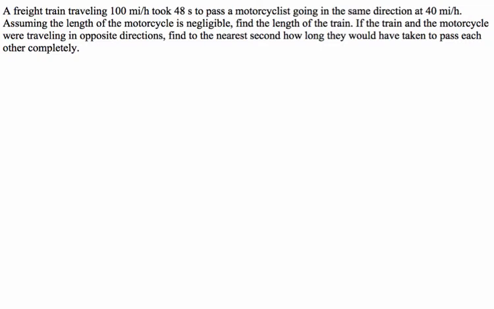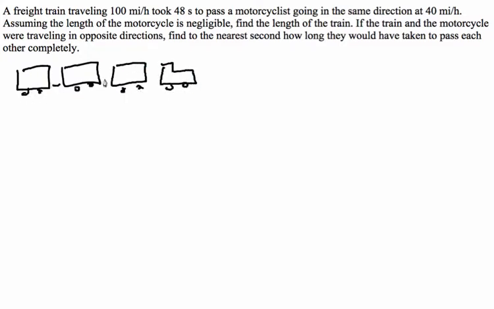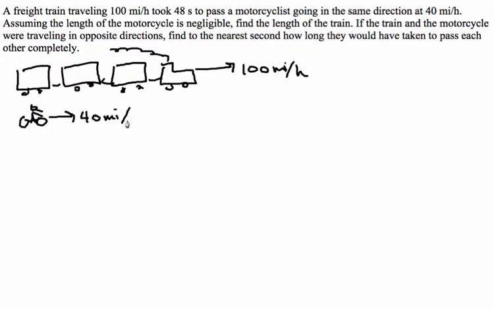We're going to ignore that last part for a second and just worry about the first question, figuring out the length of the train. So the first thing we know is that there's a freight train traveling at 100 miles per hour. So it's on some tracks next to a road, and on that road, there's a motorcyclist going 40 miles an hour. And at some point, the train passes this motorcyclist, and it takes 48 seconds to go past the motorcyclist.